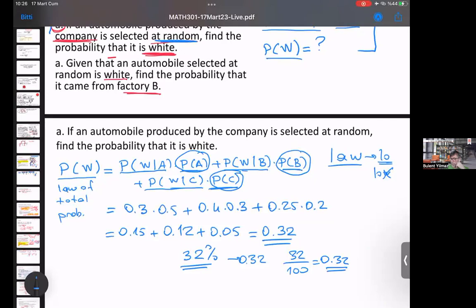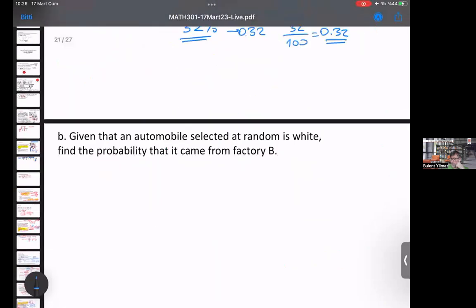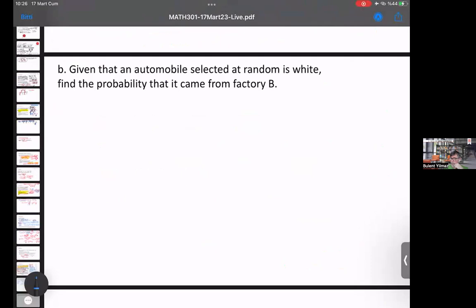How about this one? Given that an automobile is selected at random and it is white, find the probability that it came from factory B. Can you tell me what is being asked? Please write to chat. What is being asked here? Probability of what given what? Given that an automobile selected at random is white, what is the probability that it came from factory B?